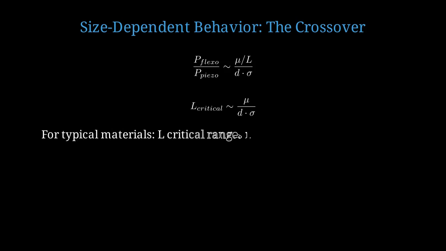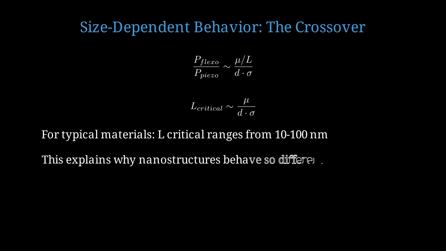For typical perovskite materials with mu around 10 to the minus 9 and piezoelectric d around 100 picocoulombs per Newton, L critical ranges from 10 to 100 nanometers. This critical length scale explains why nanostructures with dimensions below 100 nanometers exhibit fundamentally different electromechanical behavior compared to bulk materials.